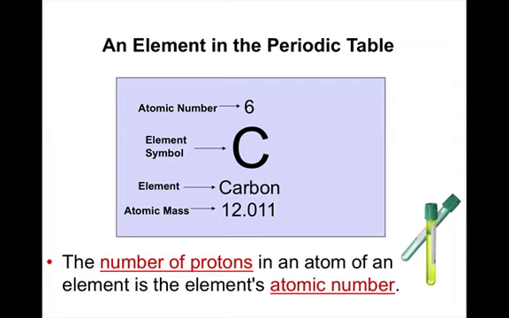Now, in order to make some of these calculations better, some of the things that you might want to remember is that the number of protons in an atom of an element is the same thing as the atomic number. So this number 6 equals the number of protons. And once again, we said protons were located where? That's right, in the nucleus. And they contain what kind of charge? That's right, a positive charge.